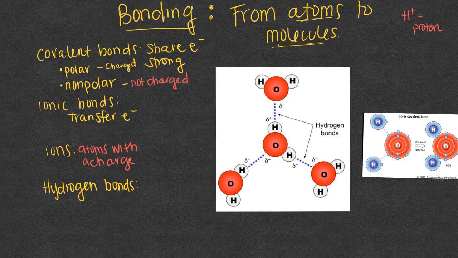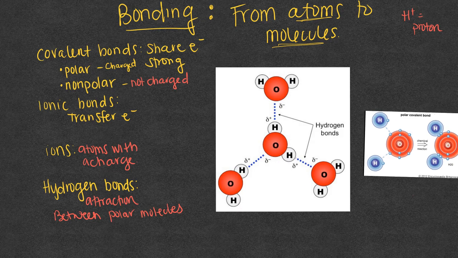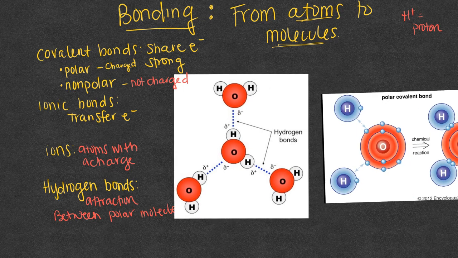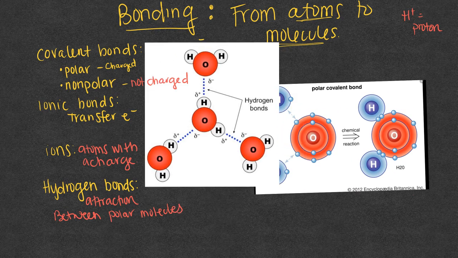So the last type of bond, which is not actually a bond, it is an attraction, is called a hydrogen bond. And this happens between polar molecules. So the biggest one we are going to see in bio is water. I'm going to blow this picture up here too. Let's look at this picture.